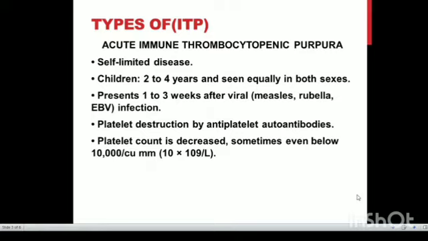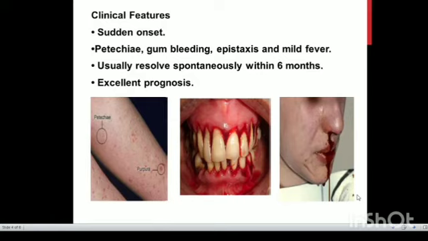So at the end of this video, I will be discussing the pathogenesis of ITP. In ITP, the platelet count is decreased, sometimes even below 10,000 per cubic mm. Now let's discuss the clinical features.